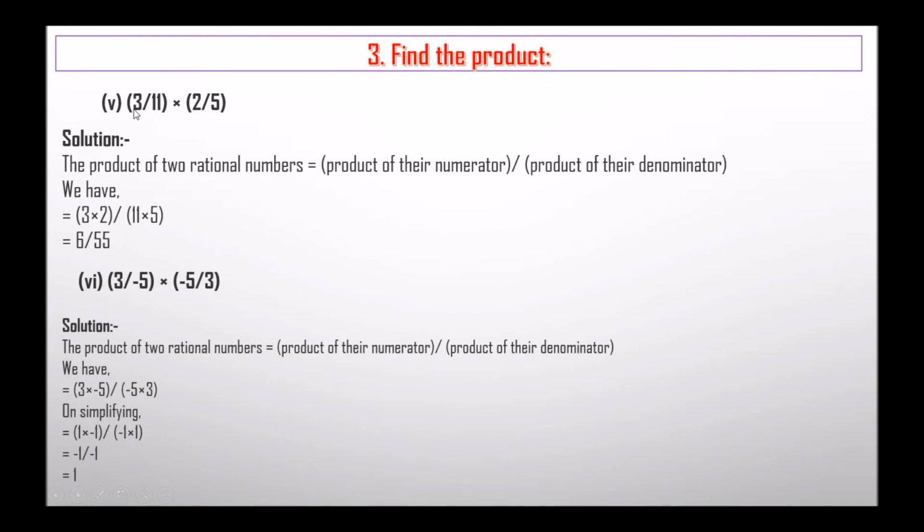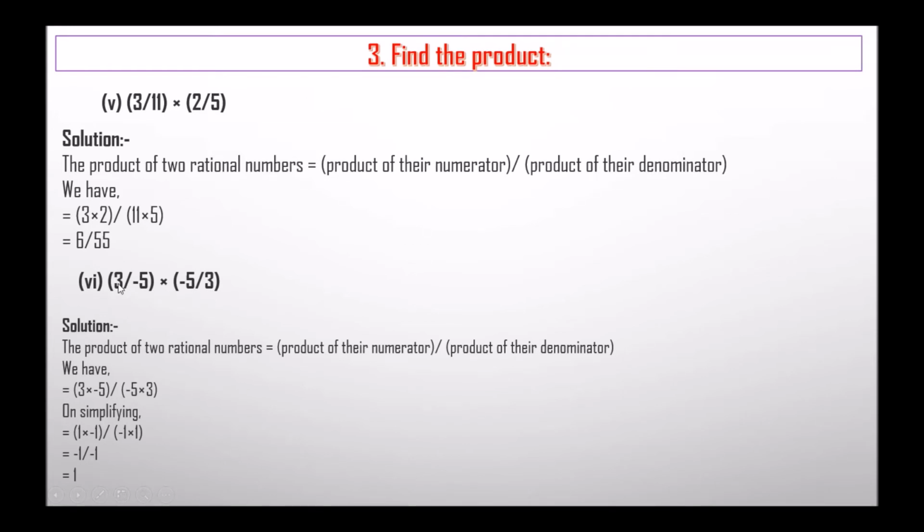3 upon 11 into 2 upon 5. First we will multiply the numerators. So 3 into 2 is 6. Then the denominator, that is 11 into 5, that is 55. So 6 upon 55.